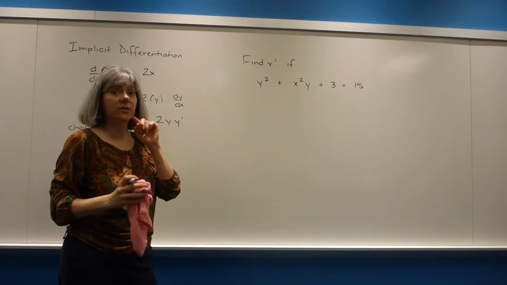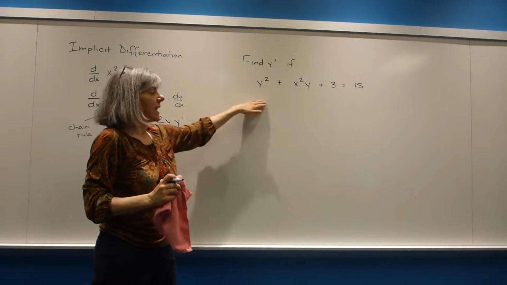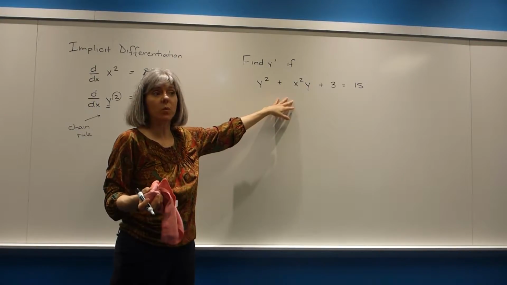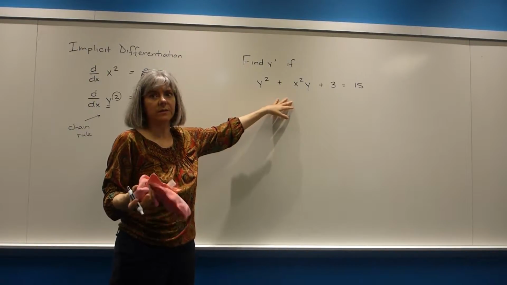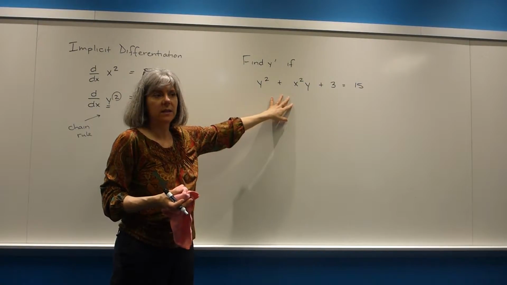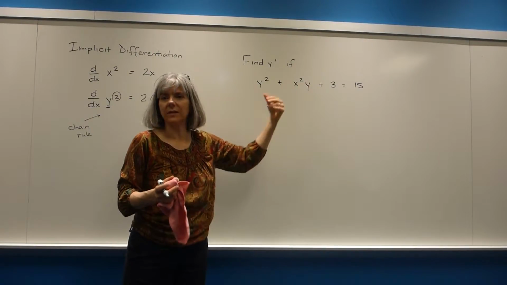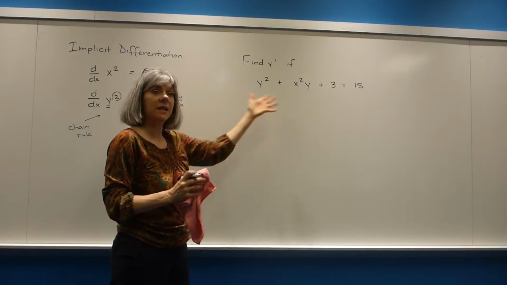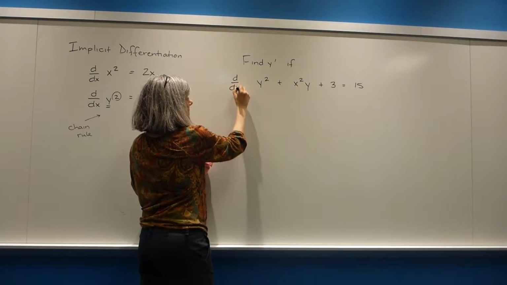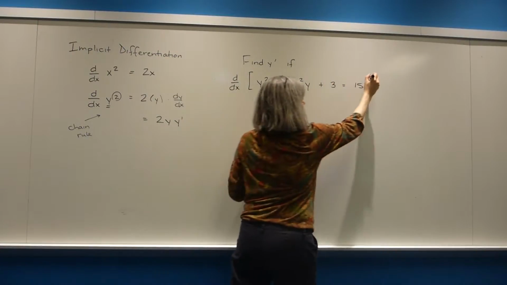Okay, so I want to find the derivative. Can I solve this for y? If I could solve it for y, that would be a really good choice, because then I just take the regular old derivative. Is there any way to solve this for y? No, not with a y squared, and there's no way to do that. So that means we just need to take the derivative in place. So what are we doing? We're taking the derivative with respect to x.